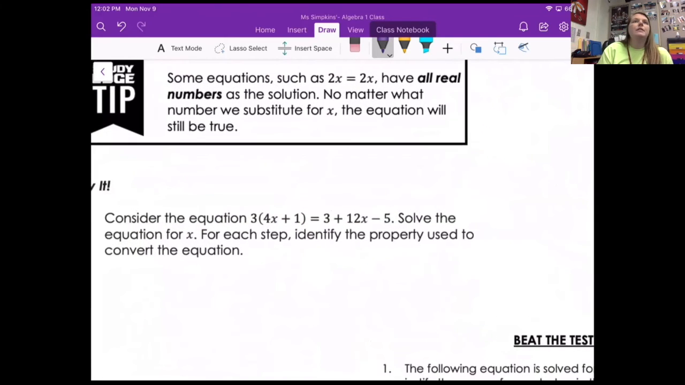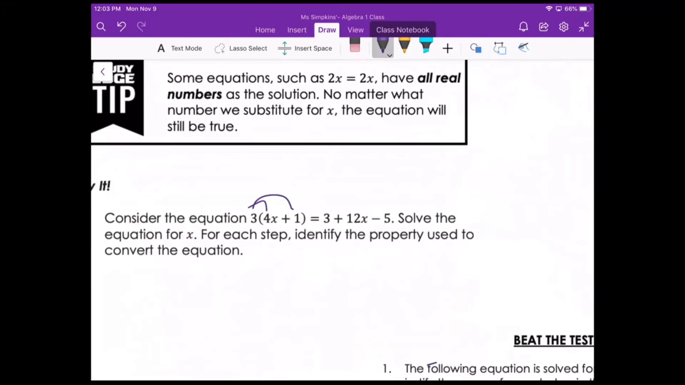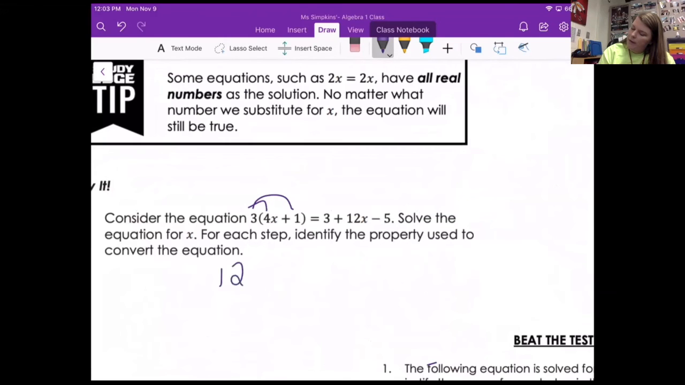So does anybody have a suggestion on what I could do to start this one? What could I do on one side or the other first? Okay, I could distribute the 3. So 3 times 4x would be 12x. 3 times 1 is 3.